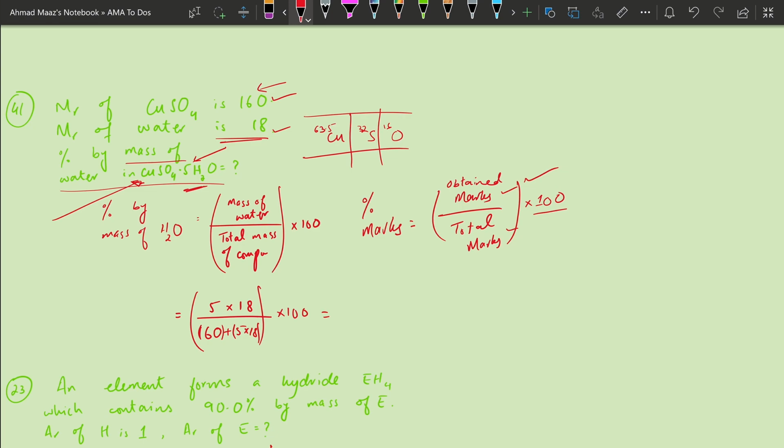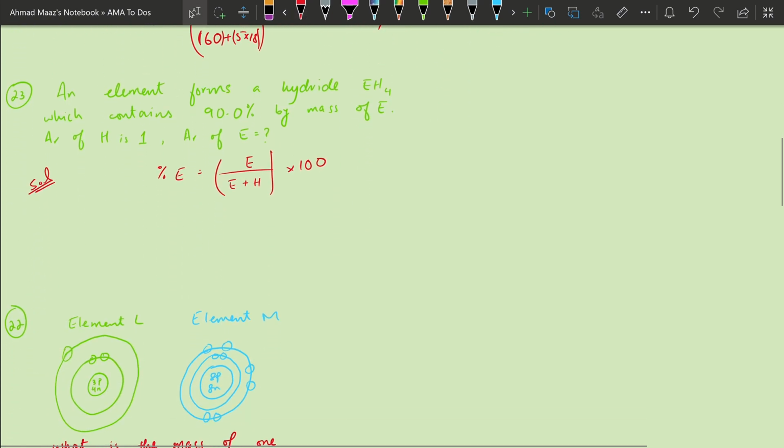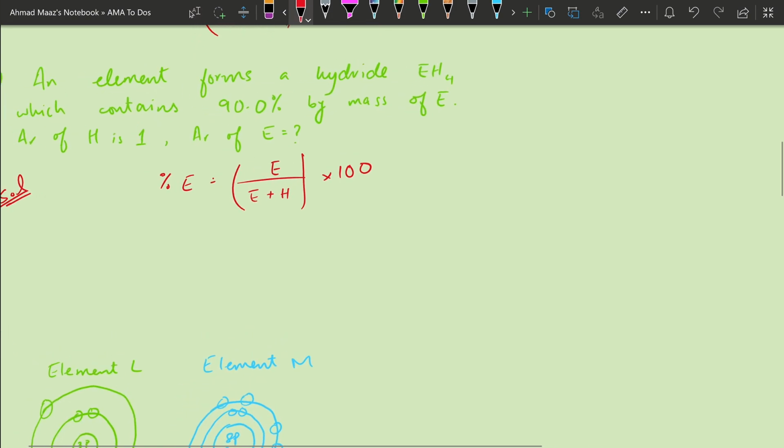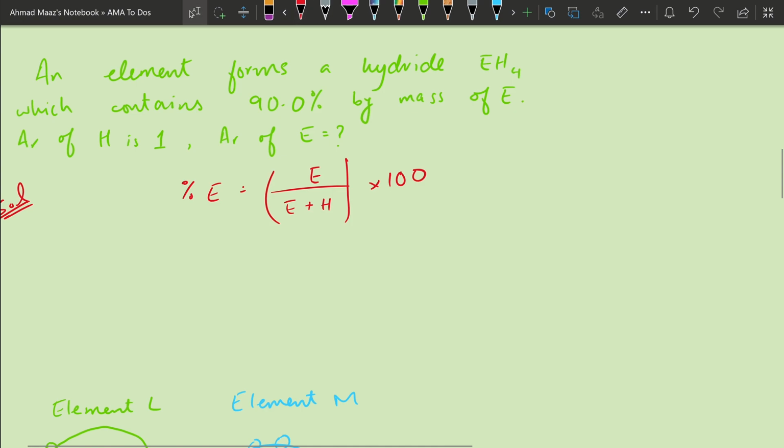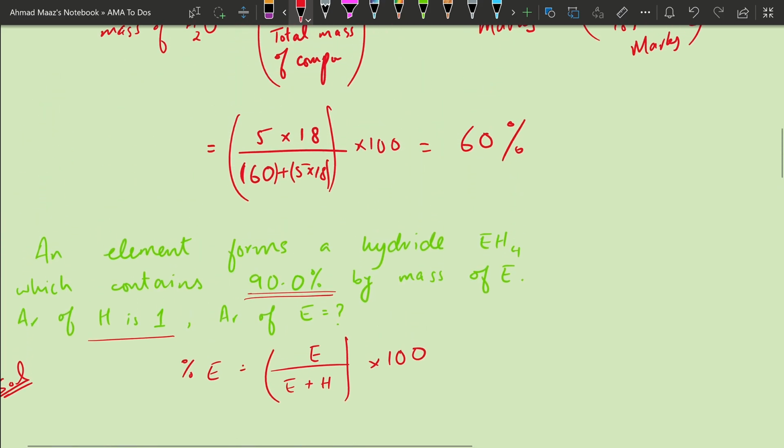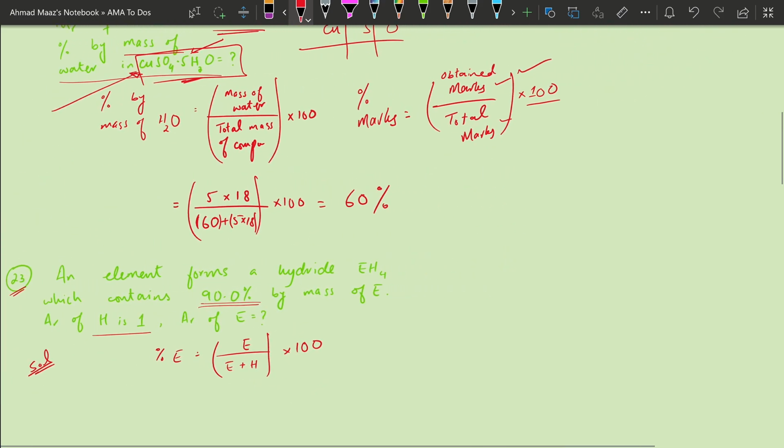This is 60%. Alright, 60% of this hydrated copper sulfate is water. I hope it is clear now. MCQ number 23. An element forms a hydride of EH4 which contains 90% by mass of E. AR of hydrogen is 1. The exact same question that we've done over here, but we need to go in reverse now.